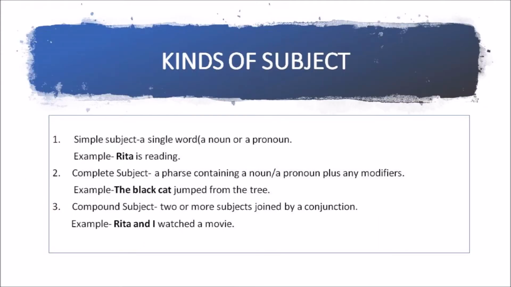Kinds of subject. Subject can be of three kinds. Simple subject: it can be a single word which can be a noun or a pronoun. For example, Rita is reading. Here Rita is the subject.